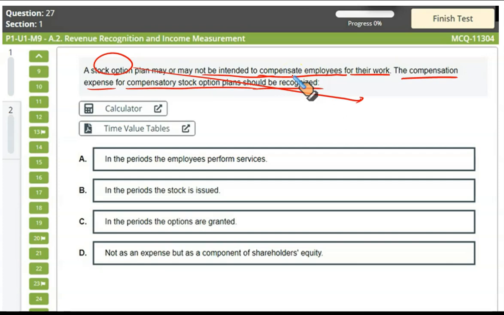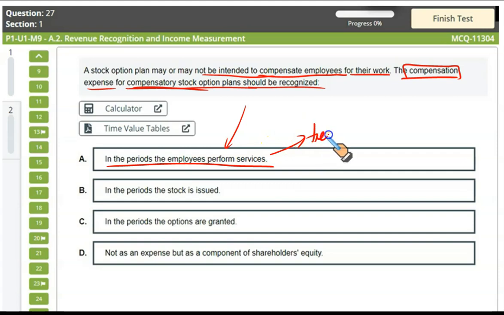Now the question says, if the stock is a compensatory element, or the stock is being given as compensation, the compensation expense of the compensatory stock option should be recognized. Very straightforward. This compensatory stock option should be recognized as an expense when the employee performs the service. It is linked or tied to the service. If you perform your work, you get that specific stock option. And in that case, when this option is given, it is considered as an expense in your income statement.